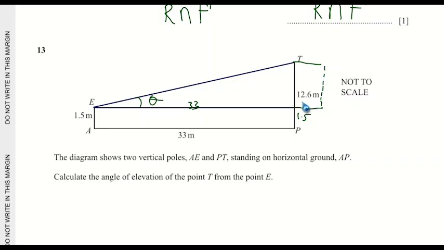So this will be 12.6 minus 1.5, so this side will be 11.1. Okay, then I can now use SOHCAHTOA. Opposite is 11.1, then the adjacent is 33. So I can say tan theta equals 11.1 over 33.